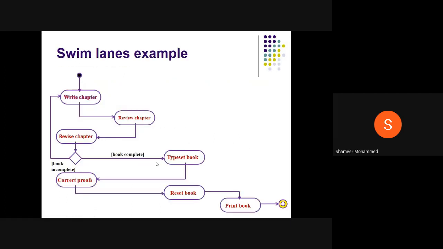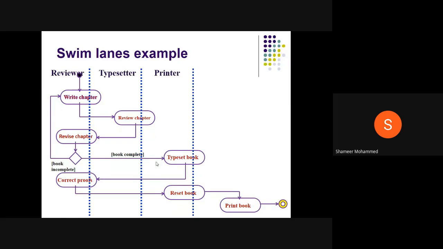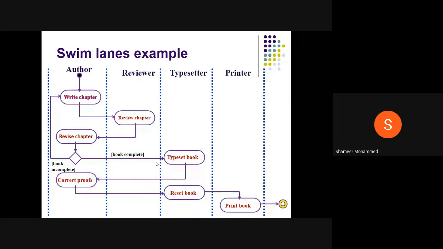Similarly, here you can see this is the diagram. Now you can see in the next animation. Who will do this one? Author. Who will revise the chapter? Author. Who will correct? Author. Who will review? Reviewer. Who will type? Typesetter. Who will print? Printer.